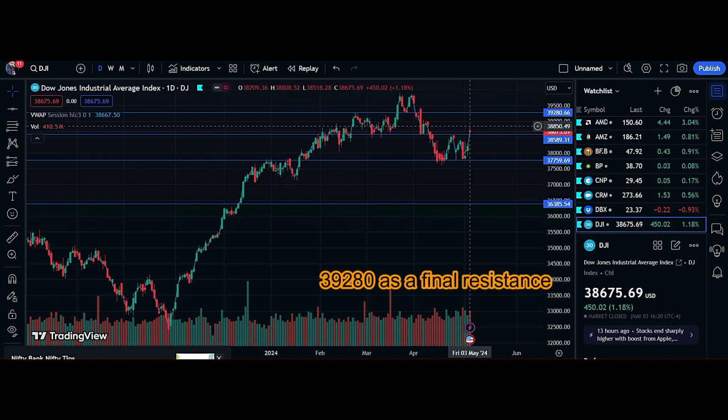And 39,280 is the ultimate level where it will be decided whether the US market has topped out or bottomed out. Okay, so all eyes on 39,280, followed by the stop loss of the buyers around 38,500.